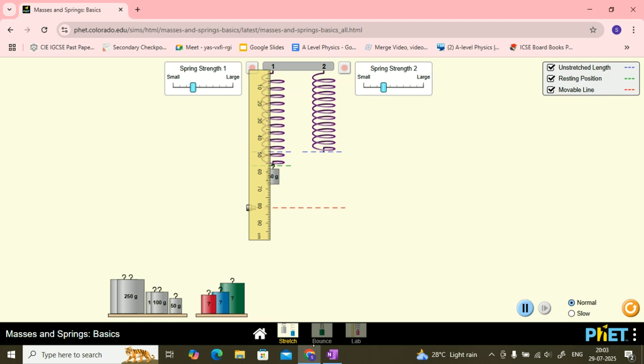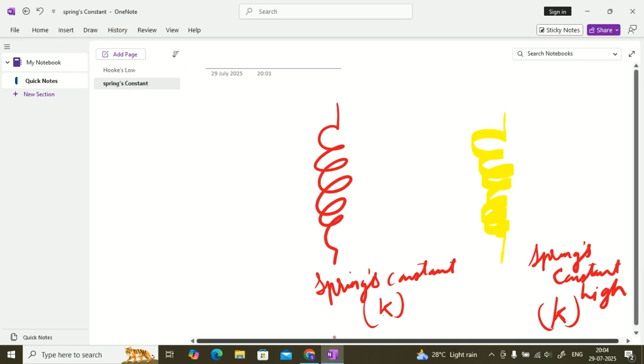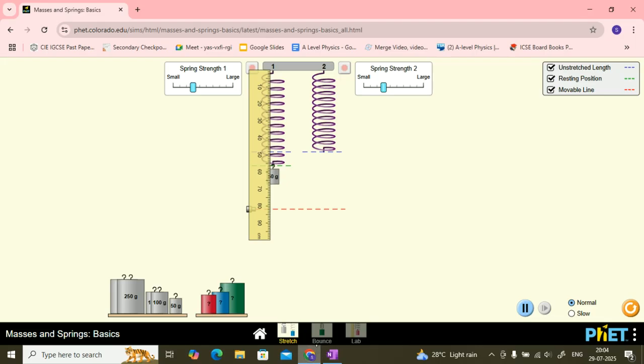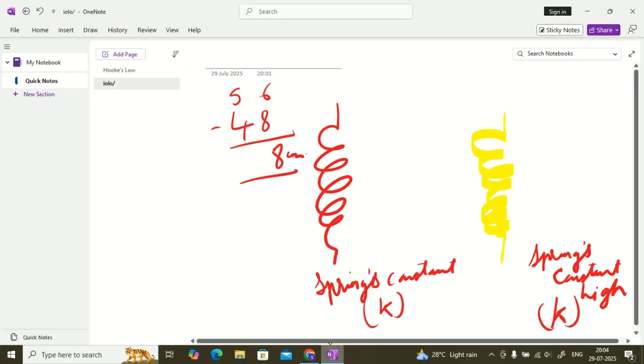We can see over here, it is now 56 somewhere over here. So 56 is nothing but the extension. That means after 48, 56 minus 48 will give you how much? If we can check that, 48 and 56, if we subtract the two, we are going to get 8 centimeters. So here we got extension as 8 centimeters.